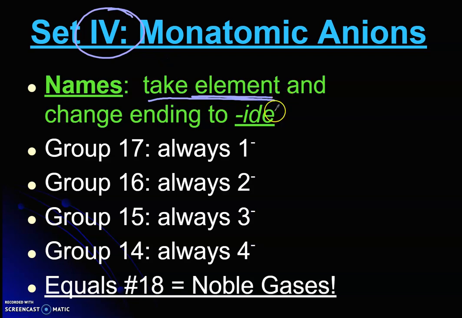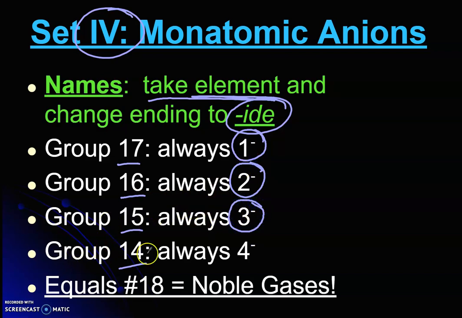And to show that it's different, it's going to end in the name as IDE. Its position on the periodic table tells you what its charge will be. If you're in group 17, a halogen, you will always be a 1 minus. If you're in group 16, you'll always be a 2 minus. Group 15 will always be a 3 minus. Group 14 will always be a 4 minus. You always want to be a noble gas.